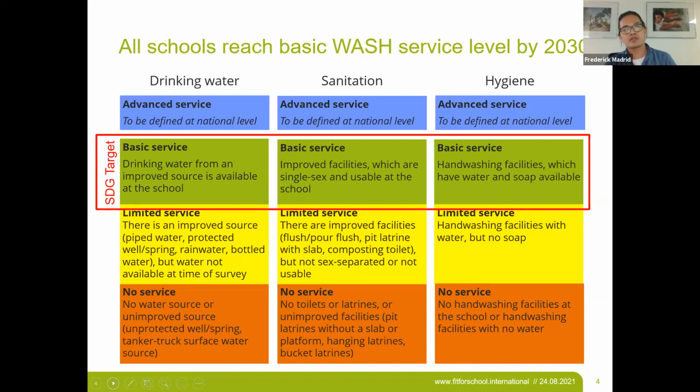But before we dive into the topic, let's just take a step back and look at what is the goal here. So if you look at the SDG target, the goal is to have all schools reach basic WASH service level by 2030, which means that all schools are able to provide drinking water at the school. And with regards to sanitation, schools are able to provide improved and single-sex usable toilet facilities. And lastly, for hygiene, schools should have hand washing facilities which have water and soap. Next slide, please.